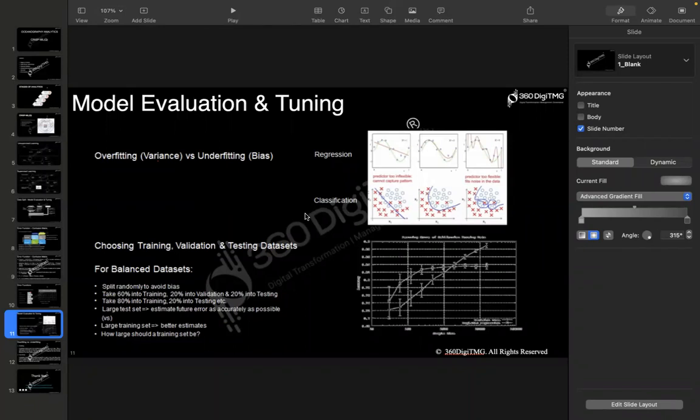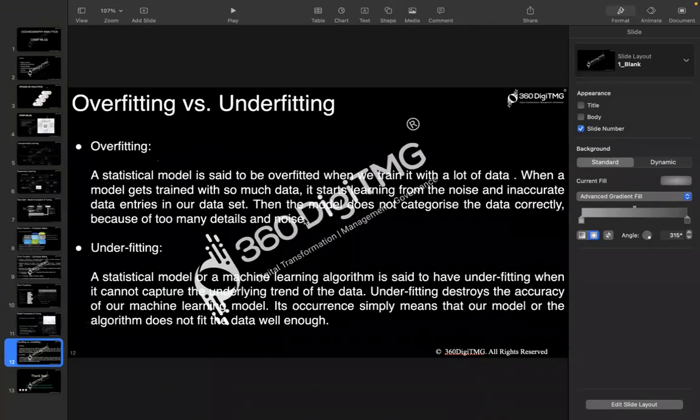Or it will take 80 percent into training and 20 percent into testing. So the largest data set is used to estimate future years as accurately as possible. So it has large training sets and better estimations. How large should the training set be? Here, overfitting and underfitting.